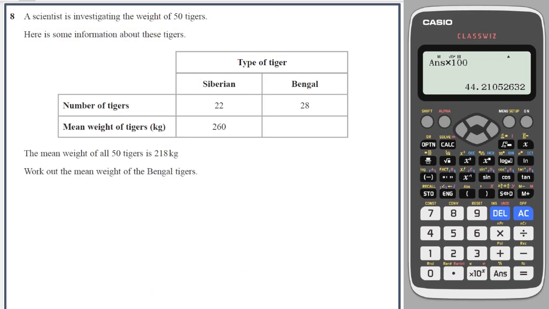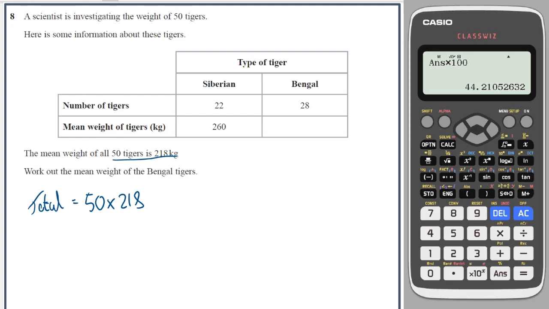Okay, next question. We've got scientists investigating the weight of tigers. And we have the number of tigers, and we have the mean weight of the tigers. And it says the mean weight of all 50 tigers is this amount. So with these questions, you just have to find the total weight. Okay, so the total weight is going to be the number of tigers multiplied by the average.